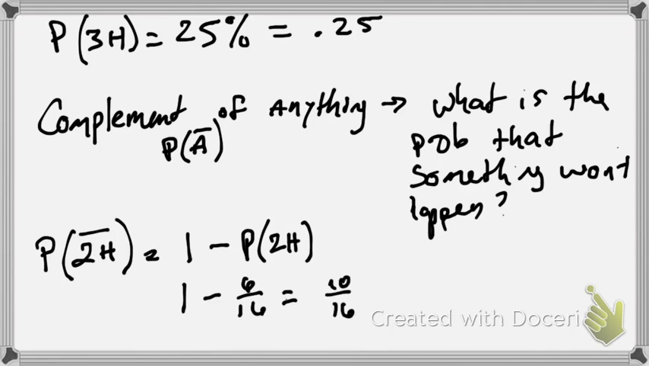And 10 over 16 is the same exact thing as, what? Oh geez, now I have to do mental math. 5 over 8. Okay? So 10 over 16 is the same thing as 5 over 8, which computes down to about 63%, 62.5% if you're being exact. Alright? So that's what a probability looks like.